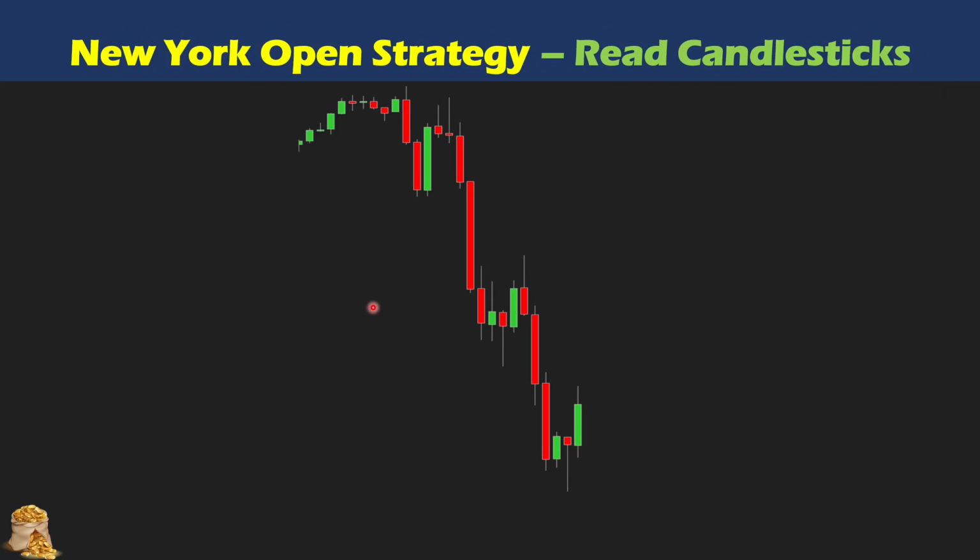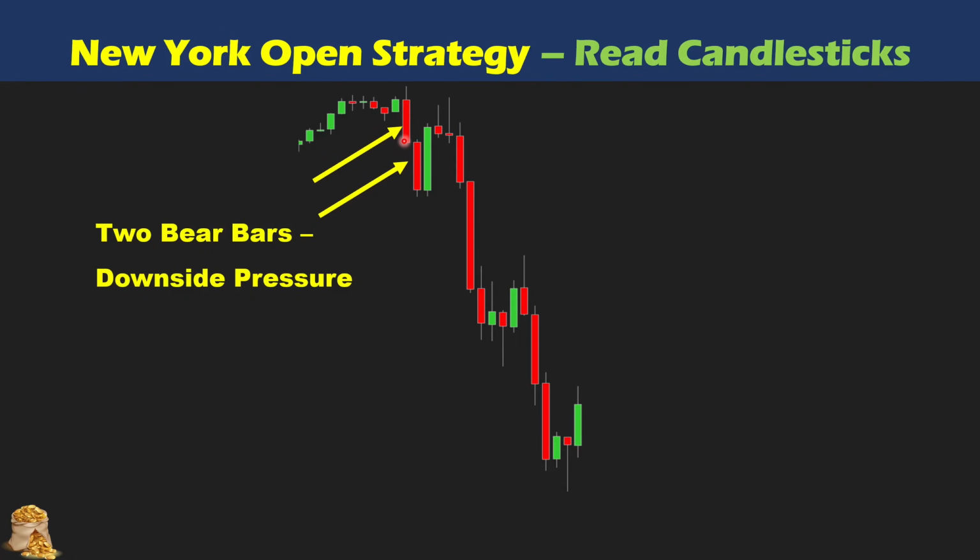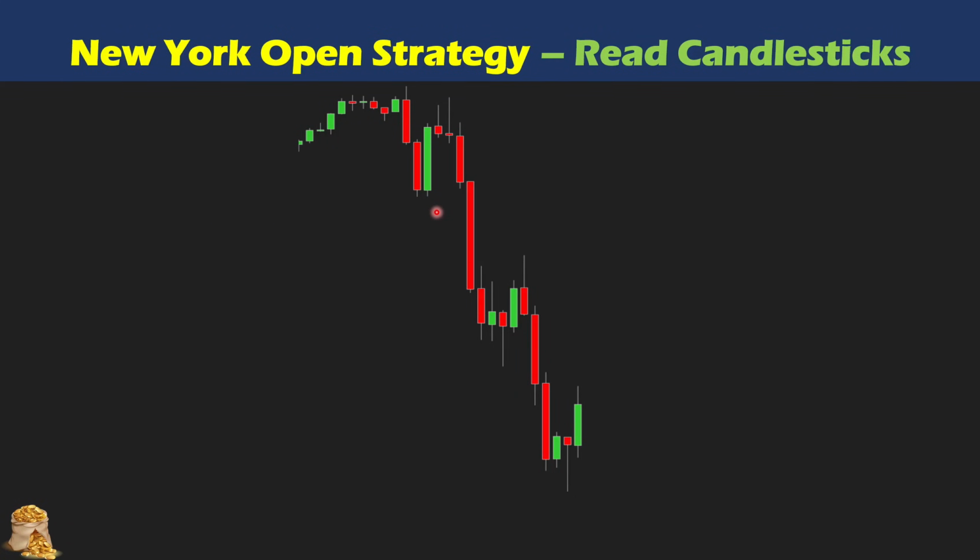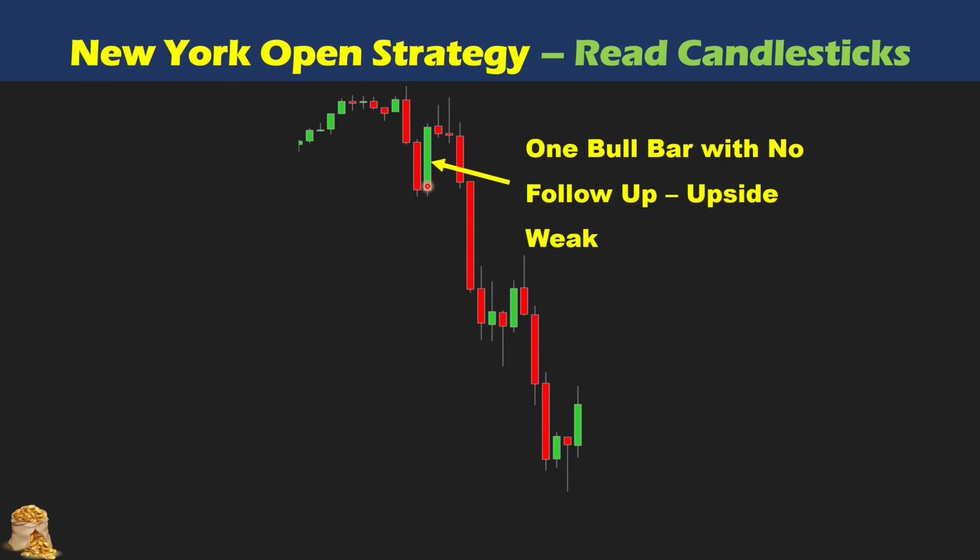First, what you can see is these two bars going down are very strong. That is the downside pressure of two consecutive bear bars. Next, you can notice that this bull bar here doesn't have any follow-up. Only one bull bar here. That means the upside pressure is weakening.